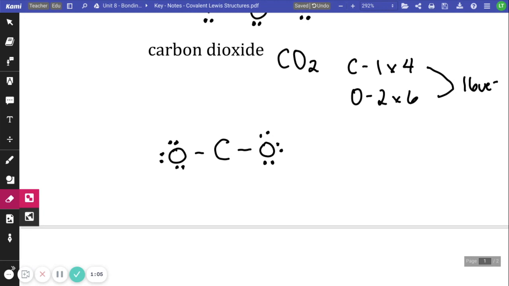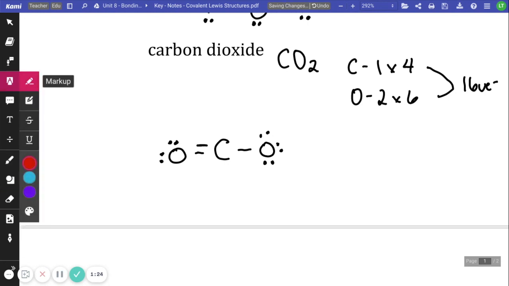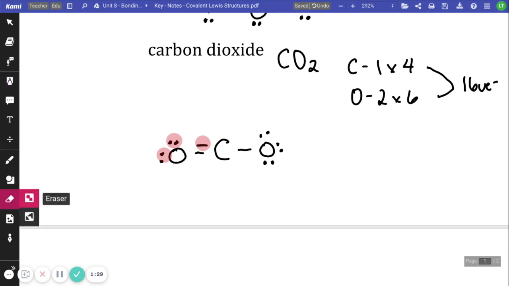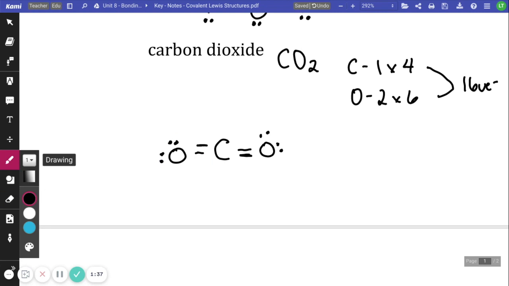So what are we going to do? Anytime we've run out of electrons and there's no more, we're going to make a double bond. So I'm going to steal a pair from that oxygen and make a double bond over there. My oxygen still has 8 because I have essentially 2, 4, 6, 8 on that oxygen. But then my carbon only has 6. So we'll do the same thing on the other side. Steal a lone pair. Make a double bond over here as well. And that is our Lewis structure for carbon dioxide.